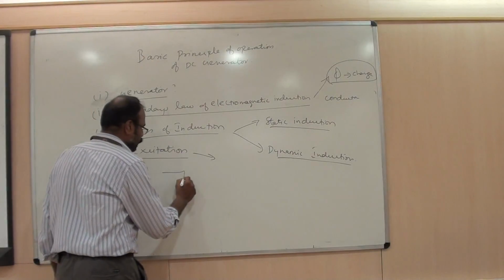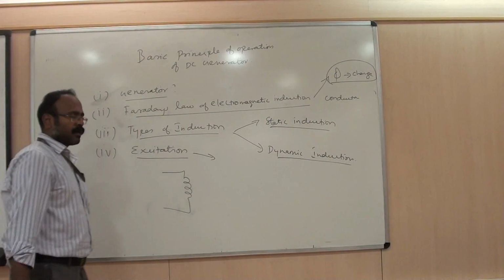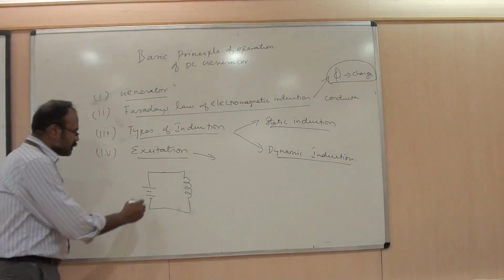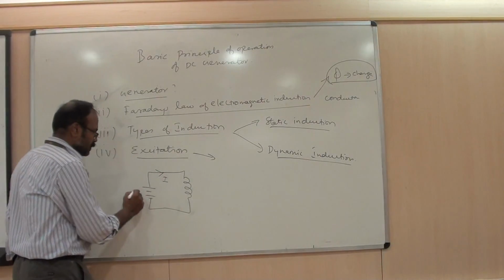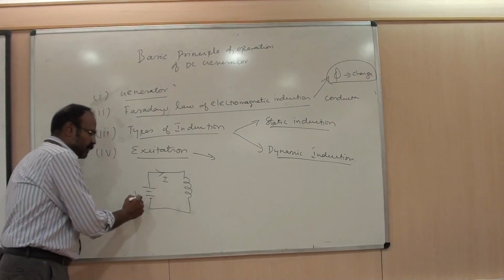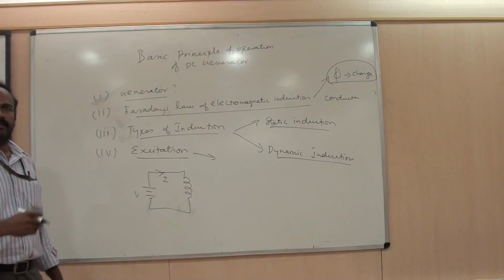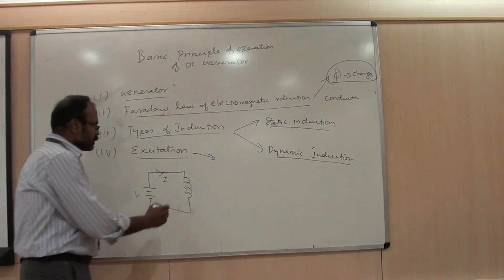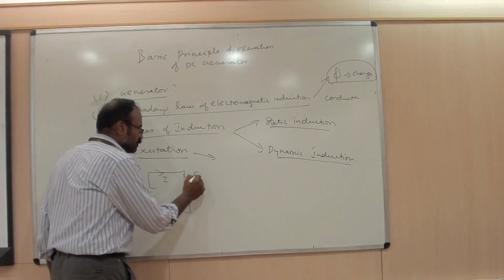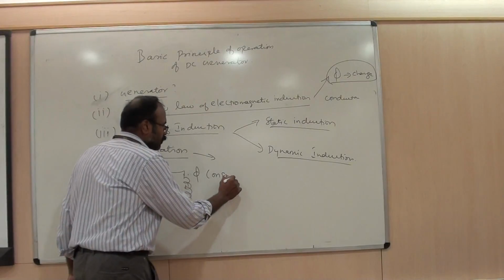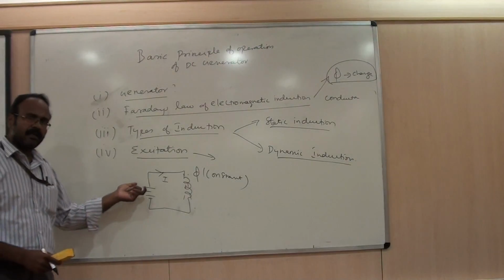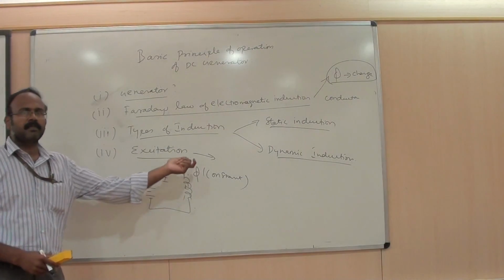For example, let us assume I am taking a coil like this and applying a DC supply to this. Then this DC supply will circulate a current which is also constant, because the nature of the current will follow the nature of the voltage. If the voltage is constant, then the current will also be constant. When this current flows through a coil, it will produce a magnetic flux. That magnetic flux will be constant. This is called excitation. The phenomenon of applying an electrical supply for the production of the flux is nothing but excitation.